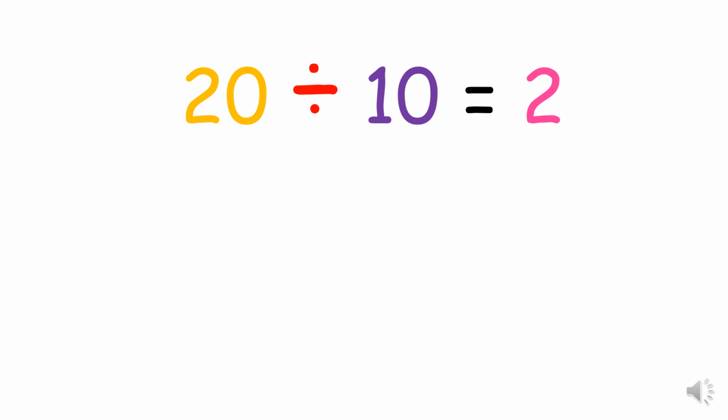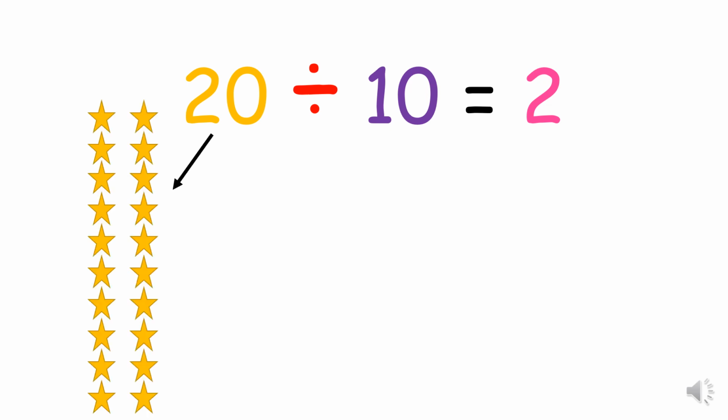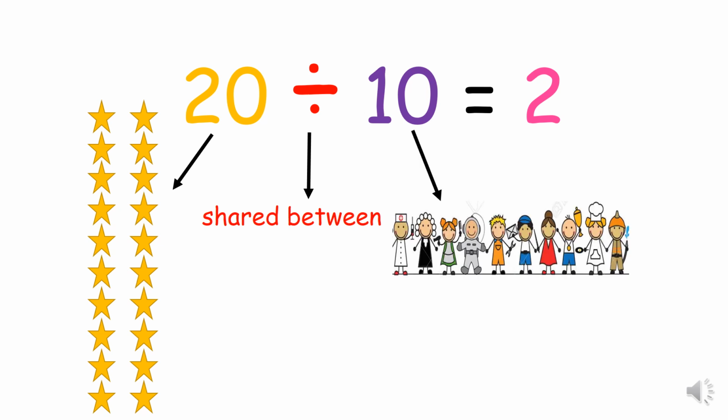Can you remember what each number in our division number sentence represents? 20, because I had 20 stars in total at the beginning. This sign is our division sign. It means shared between. 10, because there were 10 people. And it equaled 2, because each person received 2 stars.